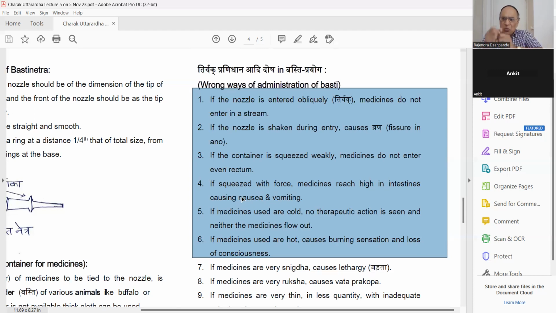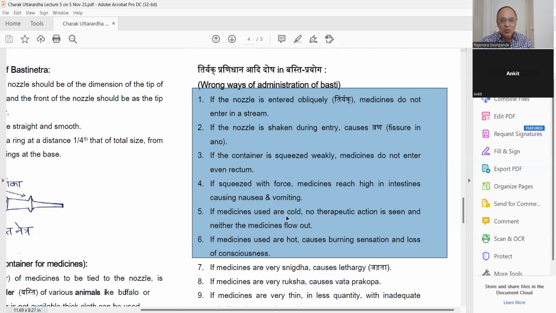If squeezed with force, medicines reach high in the intestine, causing the nausea and vomiting. So not too fast, not too much pressure, not too less pressure, moderate. Everything should be moderate, medium.